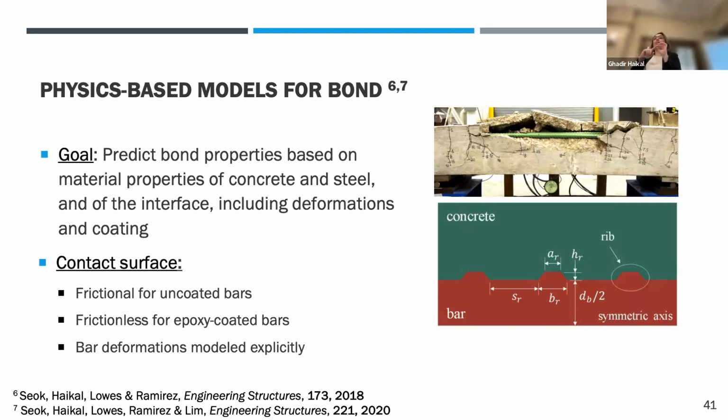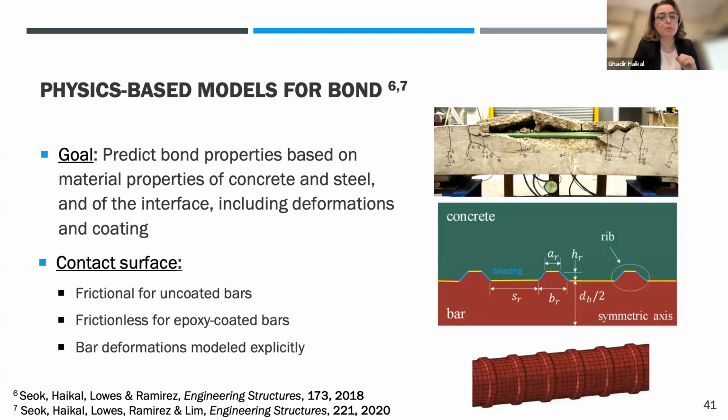We wanted to be able to distinguish between coated and uncoated bars. And for that, we use a frictional surface for uncoated bars and a frictionless surface for coated bars. And we wanted to, again, use the material properties for the steel and the concrete as we know them. So this is the surface that we're looking at that's going to be represented explicitly. And at the locations where the bar deformations are, we expect high bearing forces. And again, we wanted to be able to capture those properly.